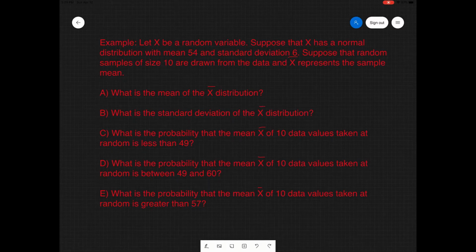Part D, what is the probability that the mean x bar of 10 data values taken at random is between 49 and 60? And finally, part E, what is the probability that the mean x bar of 10 data values taken at random is greater than 57?